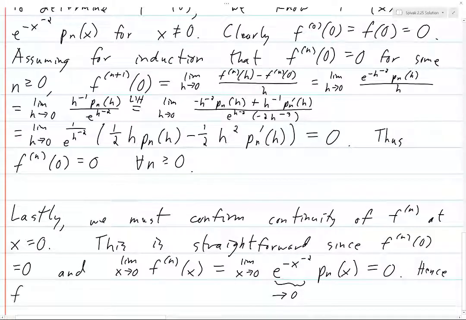Hence, f to the n, or hence f is C infinity. I.e., for every n greater than or equal to 0, the nth derivative of f is continuous at every point. And we prove that by proving that f is C infinity on all points x not equal to 0. Then we proved that the nth derivative of f at 0 is equal to 0. And then we proved that that is equal to the limit as x goes to 0 of the nth derivative of f at x.